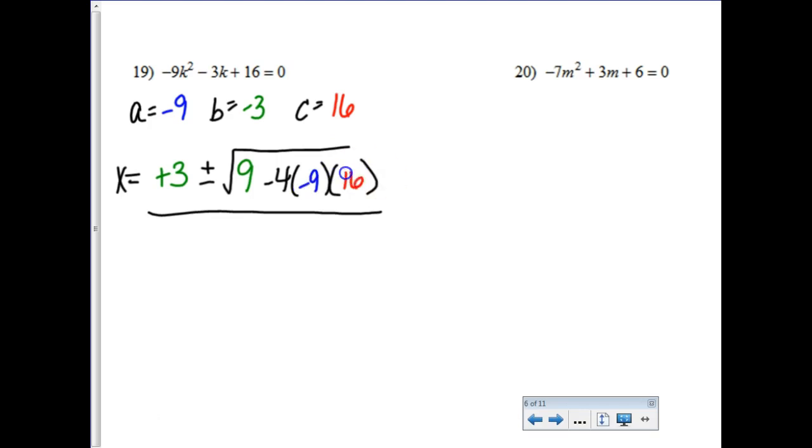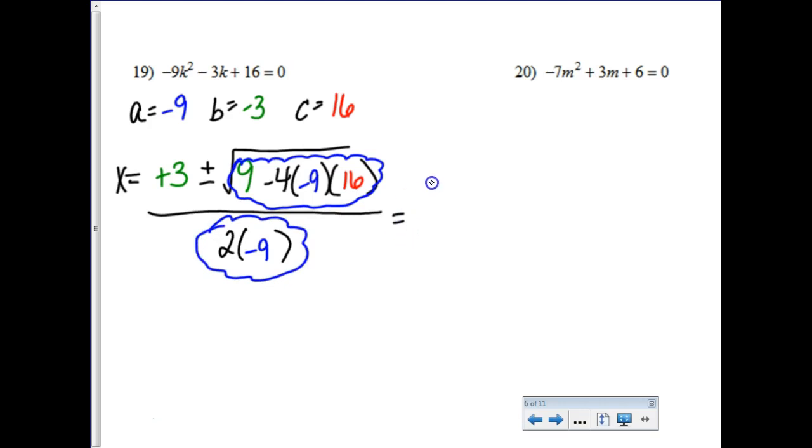Oh gosh, I'm going to be able to do that in my head? I don't know. And then 2 times a, which is -9. So in stages, you guys are going to calculate for me the discriminant, the stuff that's underneath the radical. And of course you can calculate the denominator a little simpler. So you have positive 3 plus and minus, oh boy, here we go. I give up, I need a calculator.